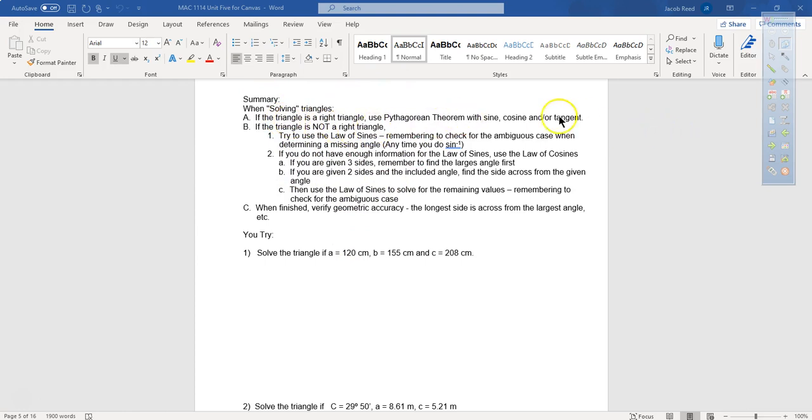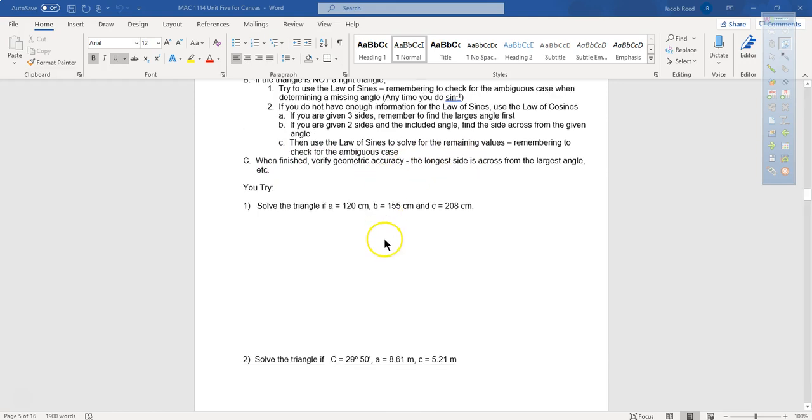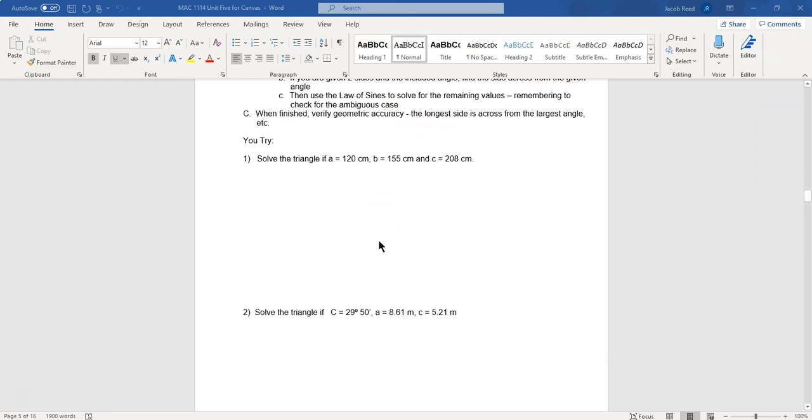If it's a right triangle, use Pythagorean theorem, sine, cosine, tangent. If the triangle is not a right triangle, use law of sines if you can. Remember to check for ambiguous cases, which is our side-side angle. If you do not have enough information for law of sines, make sure you use law of cosines. If you have 3 sides, like in the last one, find the largest angle first. If you're given 2 sides and included angle, find the side across from the given angle. Then use law of sines to solve for remaining values. Remember to check for ambiguous cases if we have them. When finished, verify geometric accuracy. We've already talked about that.